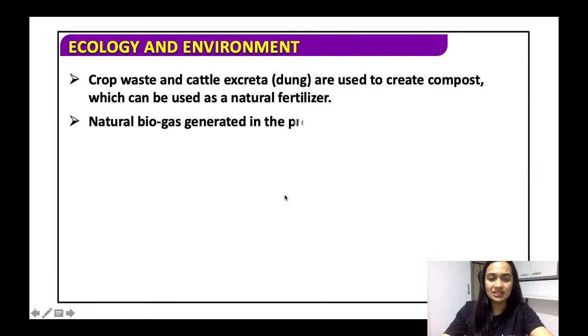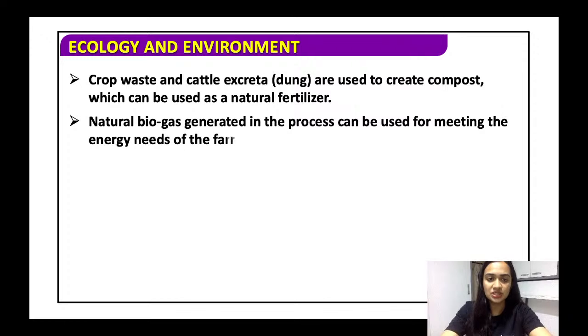सो क्रॉप वेस्ट एंड कैटल एक्सक्रीटा, जो भी उनको क्रॉप से वेस्ट मिलता था अलॉन्ग विद योर कैटल एक्सक्रीटा, दैट इज देयर dung, fecal matter that is used to create a compost. इससे उन्होंने कंपोस्ट बना दिया. अब इस कंपोस्ट को उन्होंने एज ए नेचुरल फर्टिलाइजर यूज किया. अब ये जो नेचुरल बायोगैस जनरेटेड है, तो नेचुरल बायोगैस कहाँ से आया, मीथेन या बेसिकली जो भी डंग होता है उन सब से आया, ठीक है. एंड दिस प्रोसेस कैन बी यूज्ड फॉर मीटिंग द एनर्जी नीड्स ऑफ द फार्म.